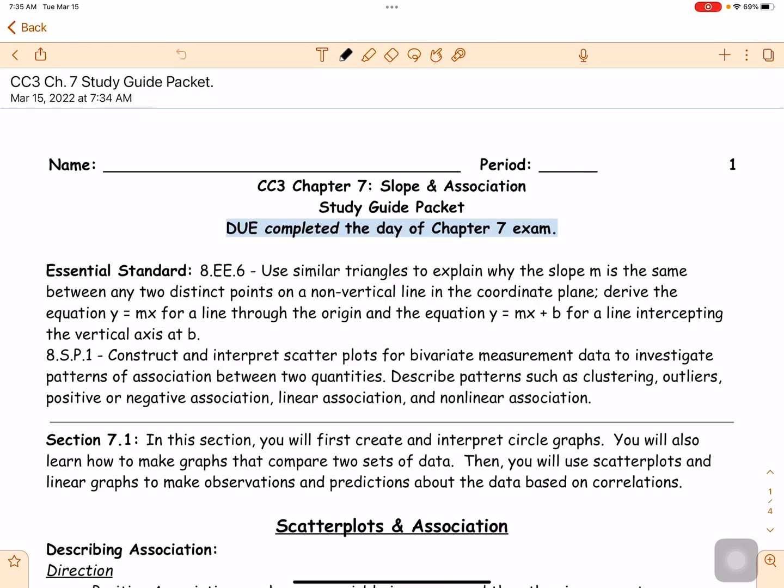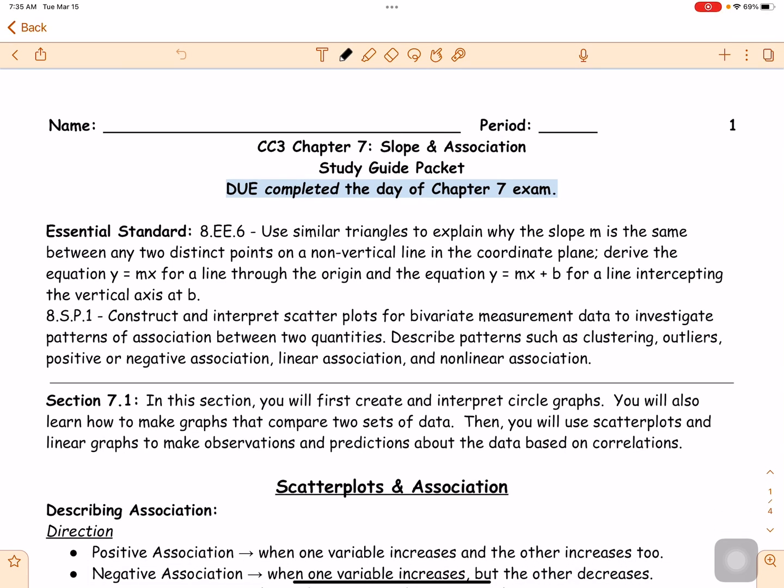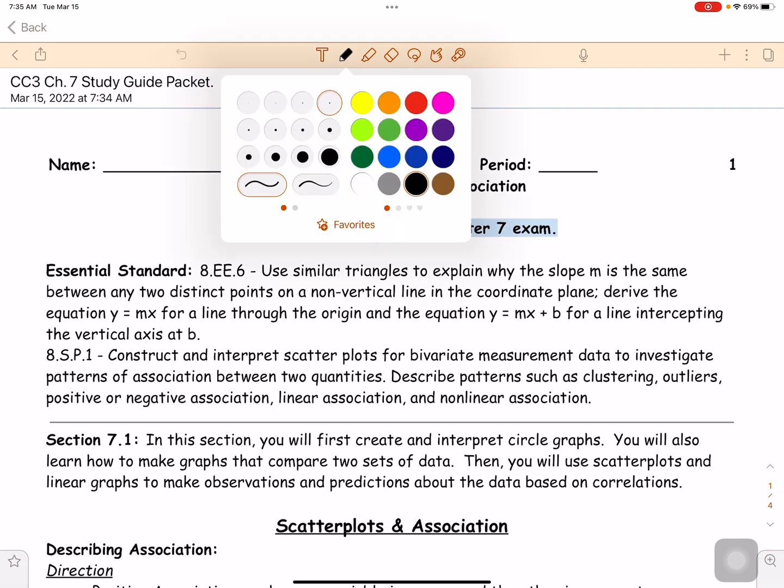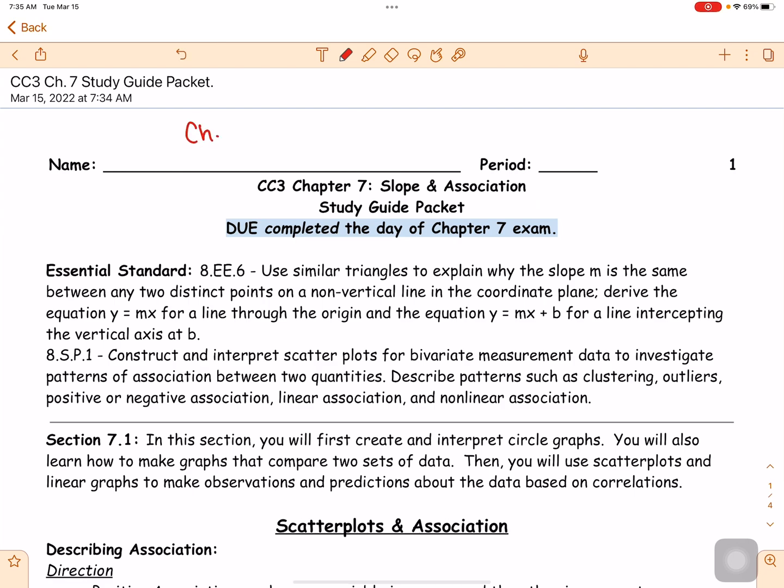Okay, so today we're going to do the Chapter 7 study guide. You will be allowed to use this on the exam this Friday. So your Chapter 7 exam is this Friday. I believe it's the 18th.